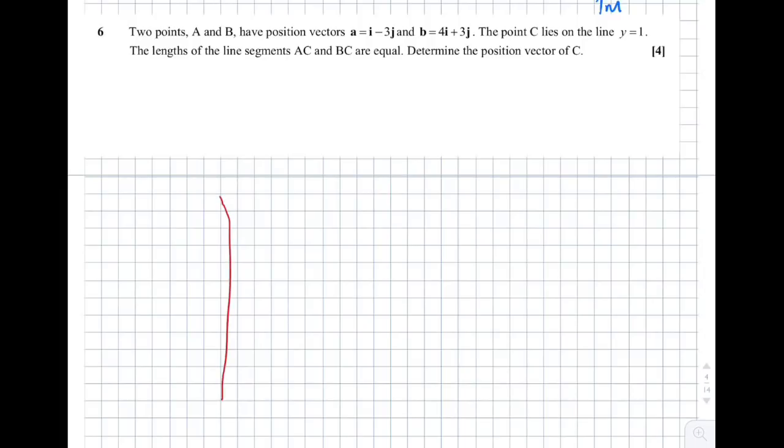So I'd say we're best off seeing if we can draw a little diagram of what's going on to start with. So first of all, the point A has got a position vector i minus 3j. That means it's gone 1 to the right and 3 down, so it's going to be about here. And I prefer to write that as a column vector, so that i's and j's just get very confusing to me. B is at 4 plus 3j, so it's here.